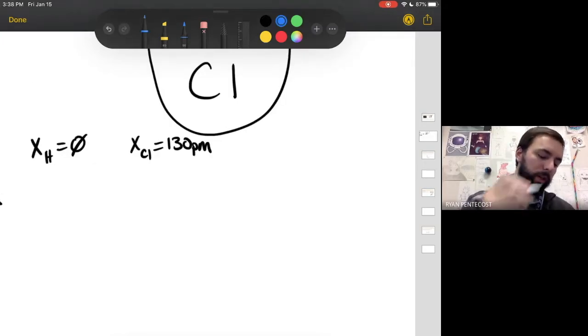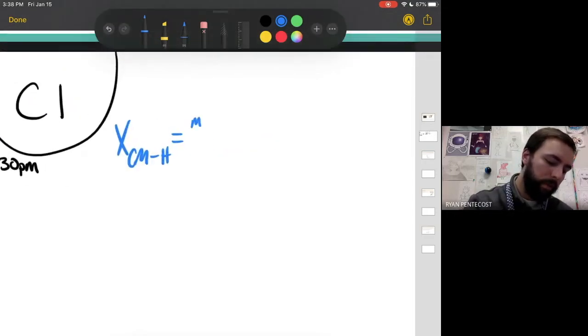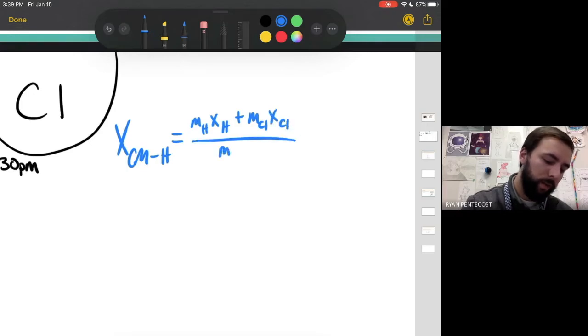Okay? This is relative to hydrogen. So I'll actually say X center of mass relative to hydrogen. So we have the mass of hydrogen times the distance of hydrogen from hydrogen, plus the mass of chlorine times the distance of chlorine from hydrogen, divided by mass of hydrogen plus mass of chlorine. The distance from hydrogen to hydrogen is going to be 0. So here we have 35 times 130 divided by 1 plus 35.